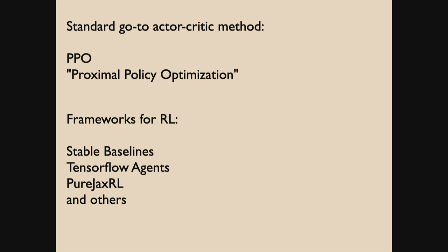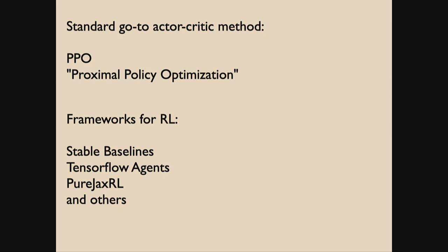So what do people use nowadays? If you don't know anything else, what I propose is a technique called PPO, proximal policy optimization, that is one of the many advantage actor-critic techniques. It's very stable, very robust. You can use it not only for discrete actions, but also for continuous actions. And you don't need to program it yourself.